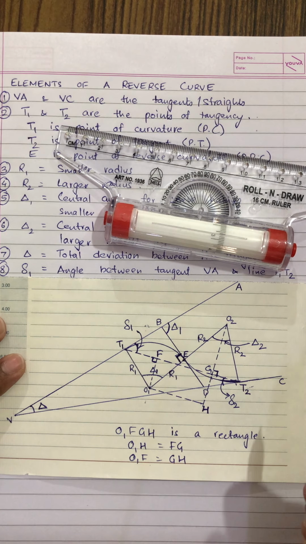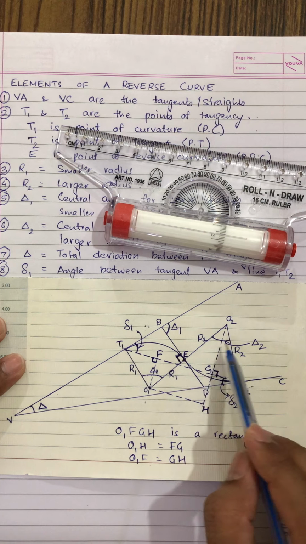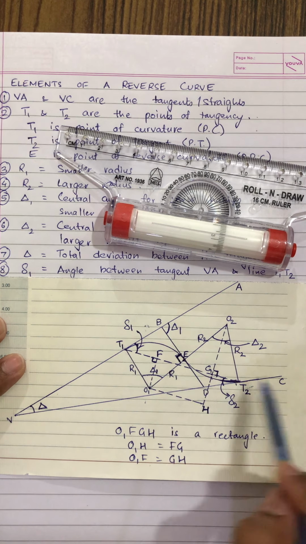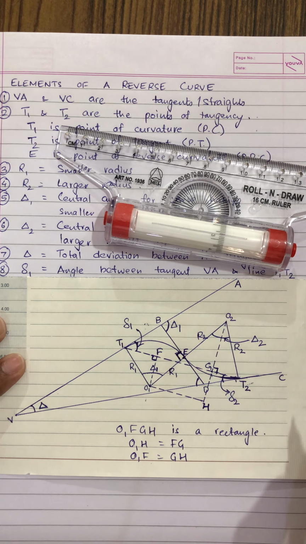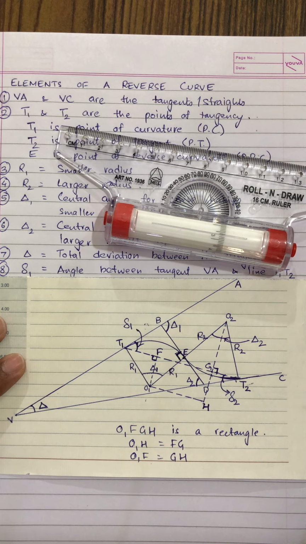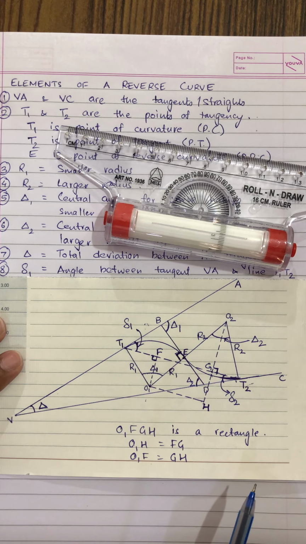Okay. Similarly, here this central angle is delta 2. So the external deflection angle that both the tangents make will be this angle, and this angle should also be equal to delta 2. Okay, so this is delta 1 and this is delta 2.